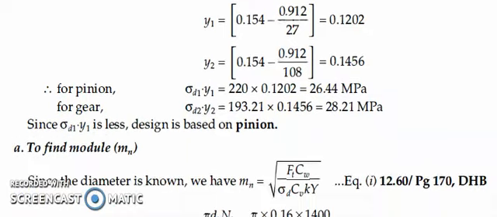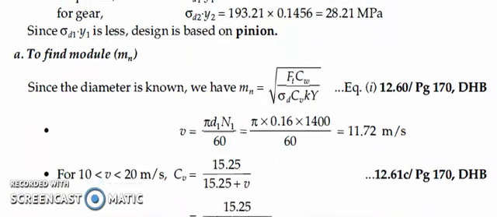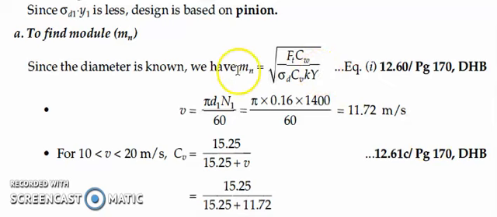Then next we can find the value of Mn, that is the module. From equation 12.60, the value of Mn is given, that is the square root of Ft into Cs whole divided by sigma d Cv k into y. Using this equation we can find the value of Mn. Before that we have to find the value of Cv. For that we need V. V we can calculate from pi d N by 60. Here N1 is given, but d1 is not given, but we calculated the value of d1. Using that value we can find the value of V. Here it is 11.72.